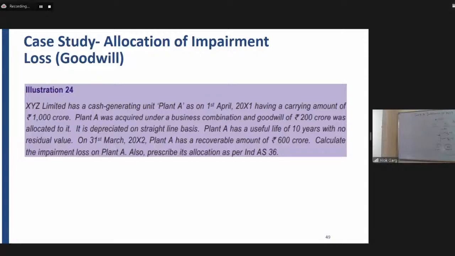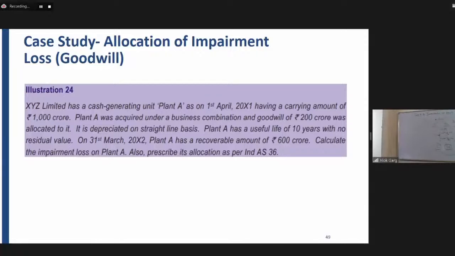And the depreciation has been charged on a straight line basis. Plant A has a useful life of 10 years with no residual value. So the life of the plant is given as 10 years. Method of depreciation is SLM. So it means every year 1000 divided by 10, 100 crore depreciation needs to be charged. On 31st March 2002, it means after a year, plant A has a recoverable value of 600 crores. Calculate the impairment loss on plant A. Also prescribe its allocation as per Ind AS 36.